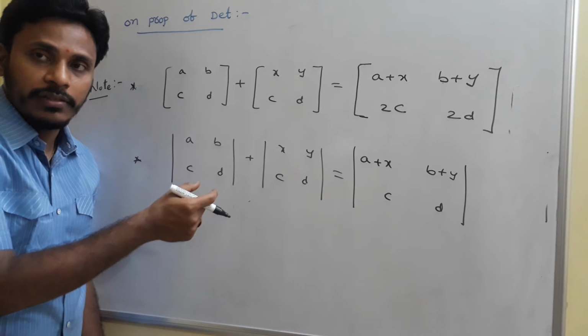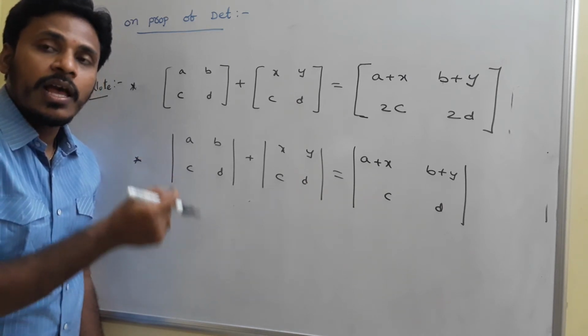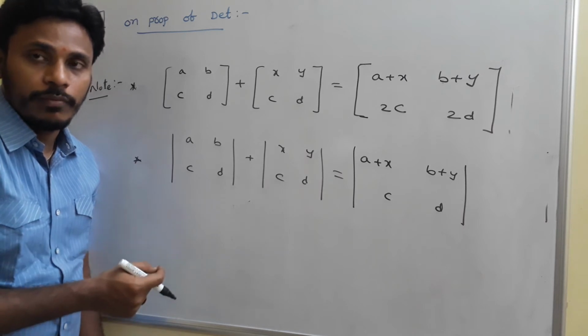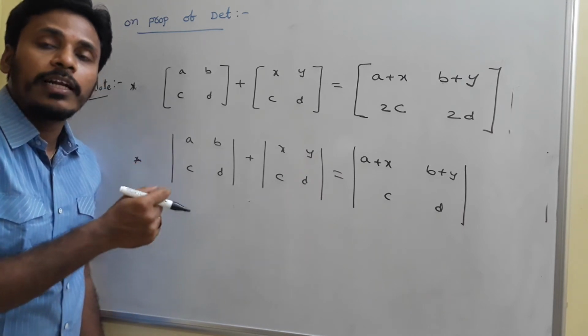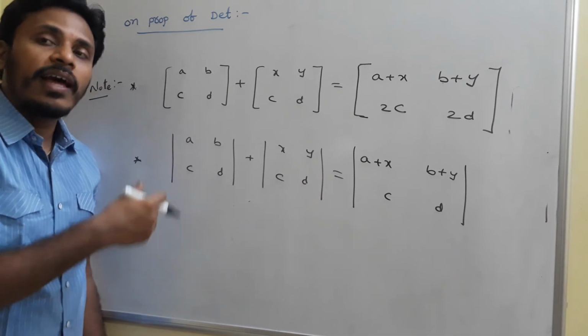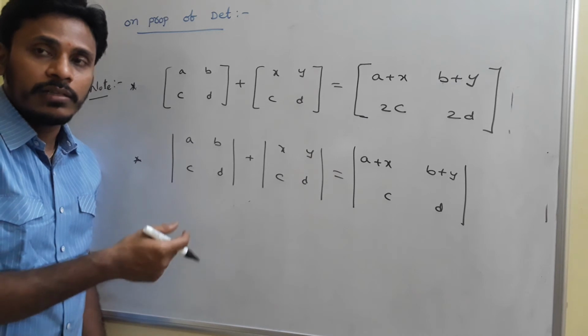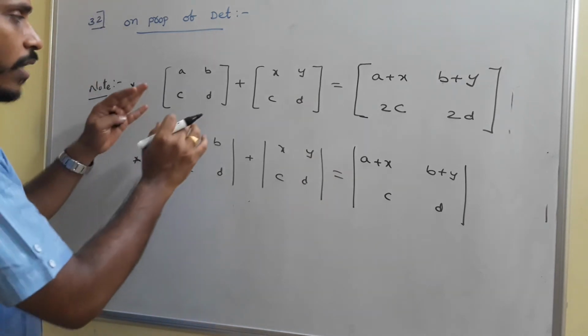There is a slight difference between the sum of determinants as well as the sum of matrices, and there is a slight difference between the scalar multiplication of a matrix as well as the scalar multiplication of a determinant, and similarly there is a slight difference between the multiplication of determinants as well as the multiplication of matrices also, but I will handle that multiplication of determinants at some other point, not now. Okay, right. So this is something about the addition.